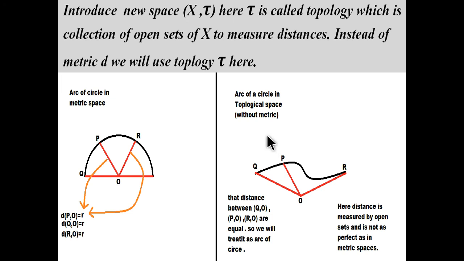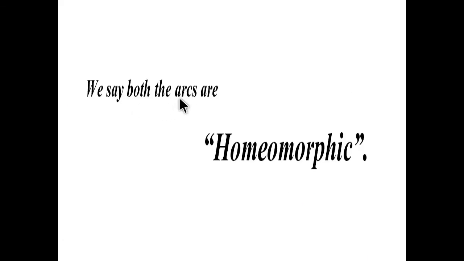Because sometimes we do not have a metric to show that these distances are unequal. Open sets show that these distances are equal, as we checked above in the case of open sets A and B. We say that these two arcs are homeomorphic.